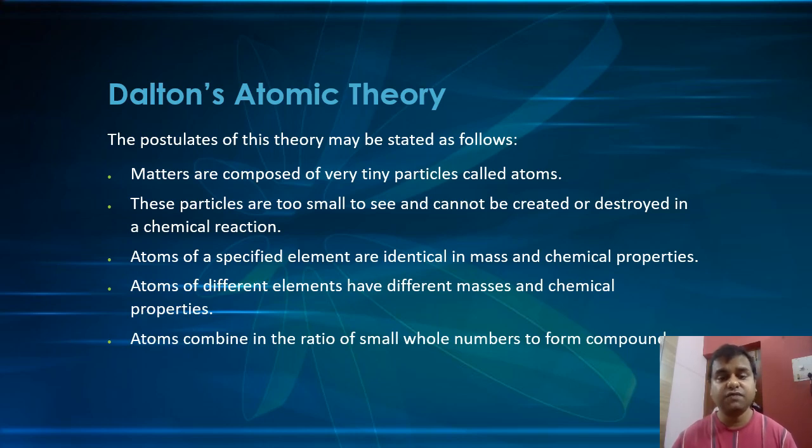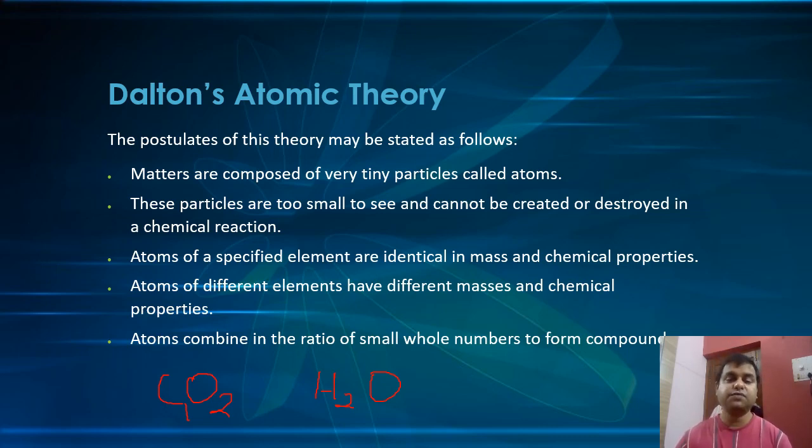Atoms combine in the ratio of small whole numbers to form a compound. What he meant was, I'll just write this down rather than going back to the same slide. We had CO2 this way, and then we had H2O. What this is trying to tell you is they are always present in the ratio of small whole numbers. Whole numbers would be 0, 1, 2, 3, 4, 5, 6, 7, 8. It's mostly natural numbers, 1, 2, 3, 4, 5, 6. Carbon over here is 1, and here there are 2 oxygens.